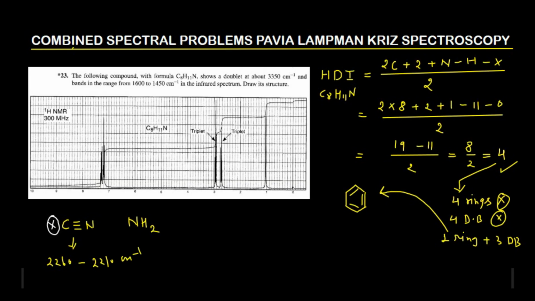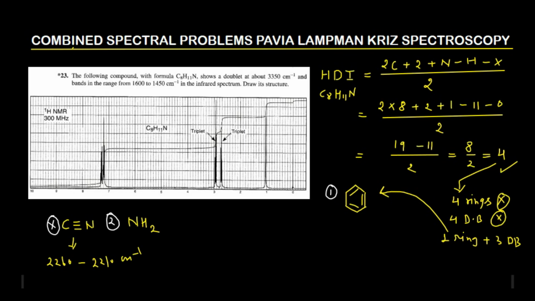But this band is not there in the IR spectrum, because in the IR spectrum we are having the band at 3350 centimeter inverse, and between the 1600 to 1450 centimeter inverse, and the information about the cyanide is missing in the IR spectrum, so we can discard this particular thing. Okay, so now you are having the two fragments. First fragment is benzene ring, and second fragment is the NH2 group, right? So this is the most probable.